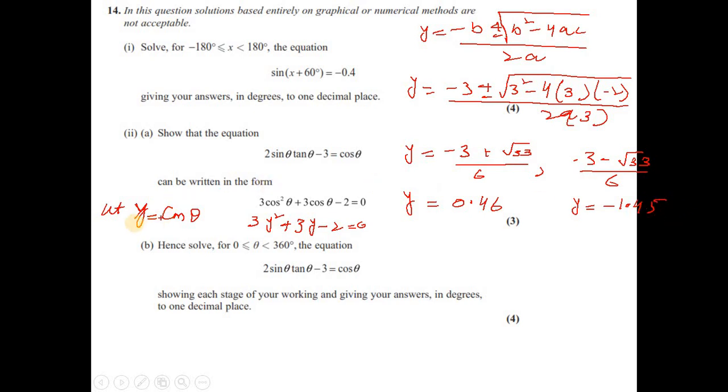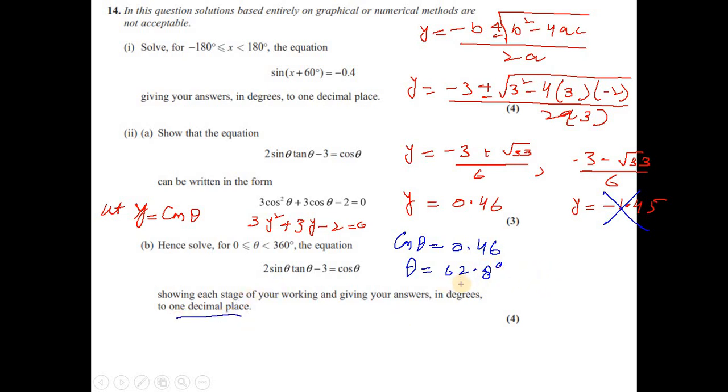Because we know that y is basically cos theta, and cos theta does not exceed 1, this solution is not valid. So you need to find only y equal to 0.46 as cos theta. So you say cos of theta is equal to 0.46, and from here you can use the same technique that we did in the previous part, because theta is equal to 62.778, and 62.778 is 62.8 degrees, because we need to give the answer to one decimal place.